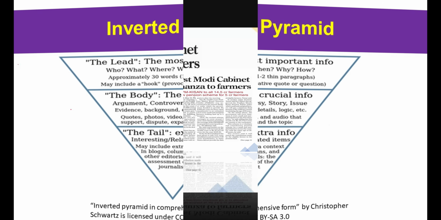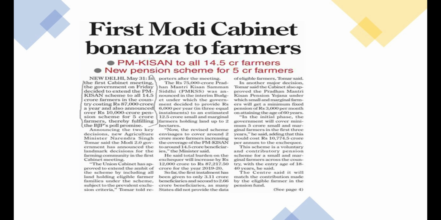Here you see a headline news related to agriculture. And here is how he mentioned this point. In the first cabinet meeting, the government on Friday decided to extend the PM Kisan scheme to all 14.5 crore farmers in the country, costing rupees 87,000 crore a year, and also announced an over rupees 10,000 crore pension scheme for 5 crore farmers. All the things are mentioned here, the 5 W's and H.